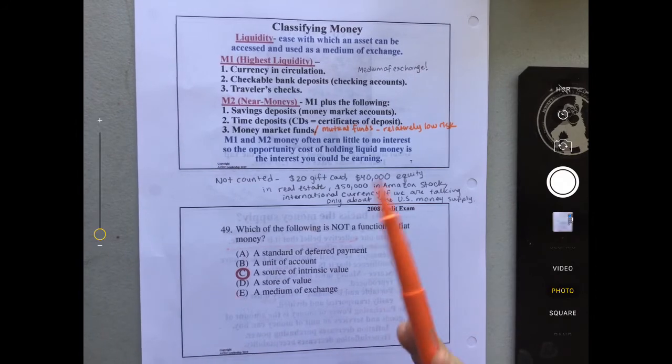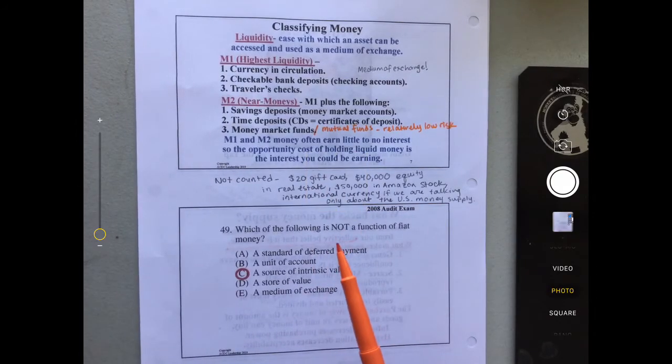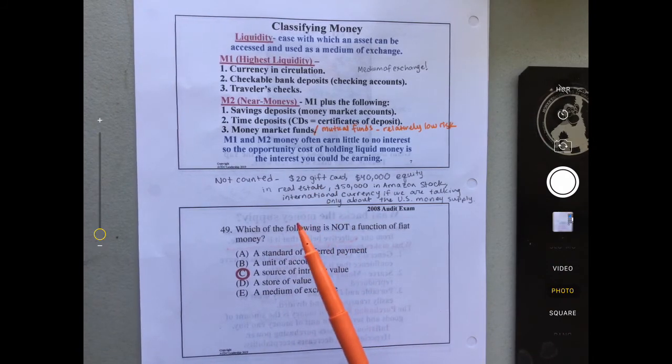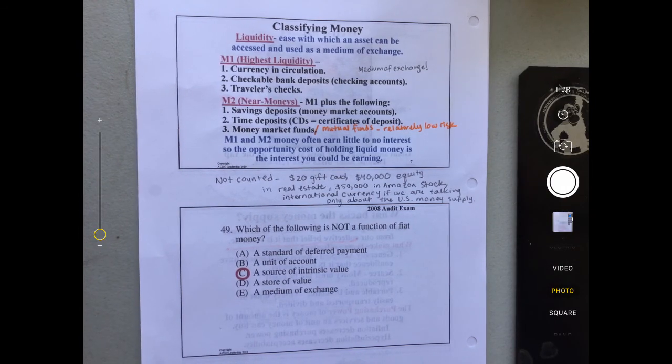Things that are not mentioned in M1 and M2 are not counted. So some things that are not counted: a $20 gift card, $40,000 equity in real estate, $50,000 in Amazon stock. International currency would not be counted if we were talking about the U.S. money supply. It is counted in whatever country that is in their money supply.